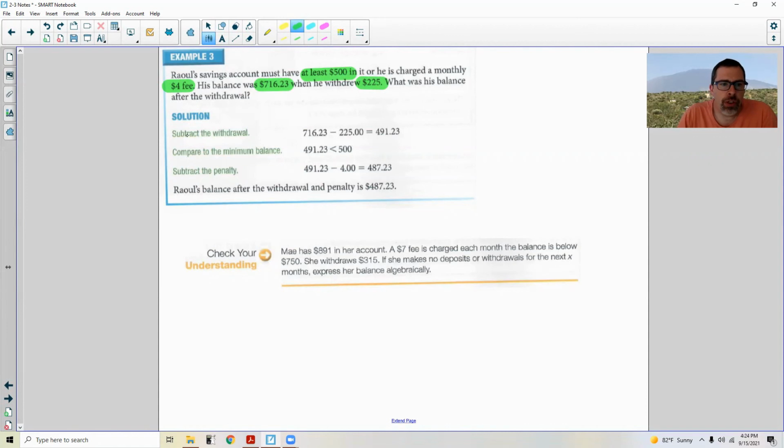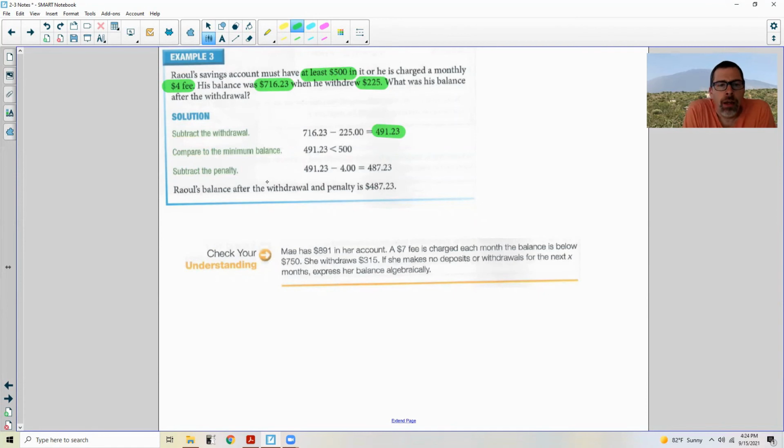Okay, so what you do here is you subtract the withdrawal. So you had a balance of 716, you subtract 225, that brings us down to $491.23. That is obviously less than $500, so he will be charged a $4 fee. And so $491.23 minus $4 is $487.23. So Raul's balance after the withdrawal and penalty is $487.23.